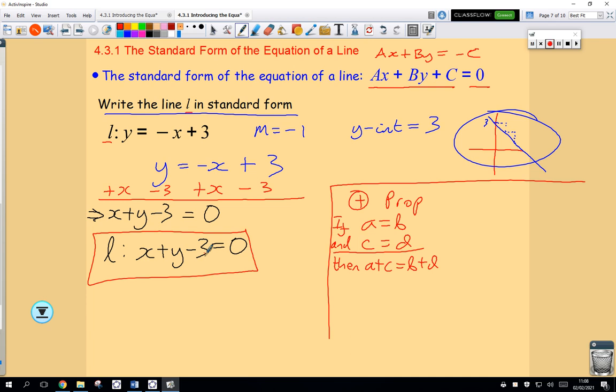Okay? And a good idea would be just to go and look at those lines on GeoGebra. Just go and have a look, type them into GeoGebra and see what they look like. Take out a GeoGebra file, type into your input bar y equals -x plus 3. Let's do it.